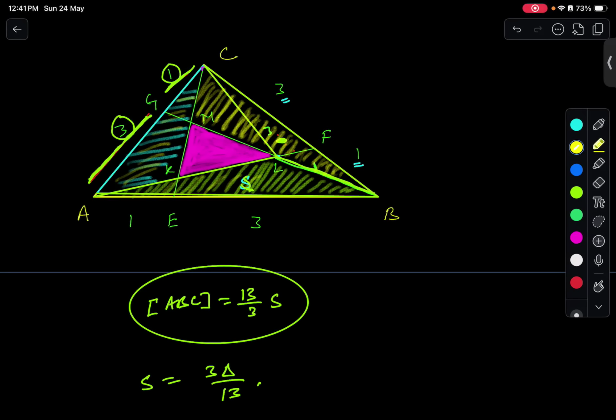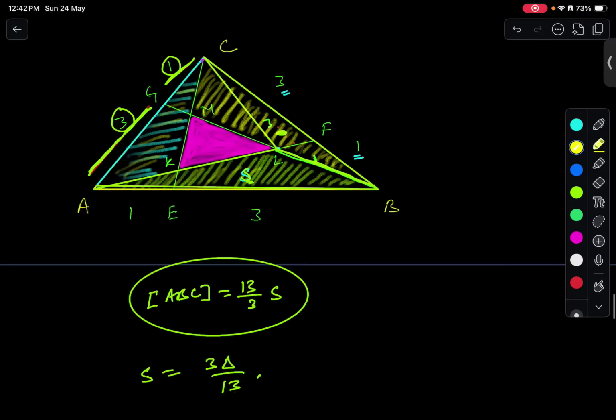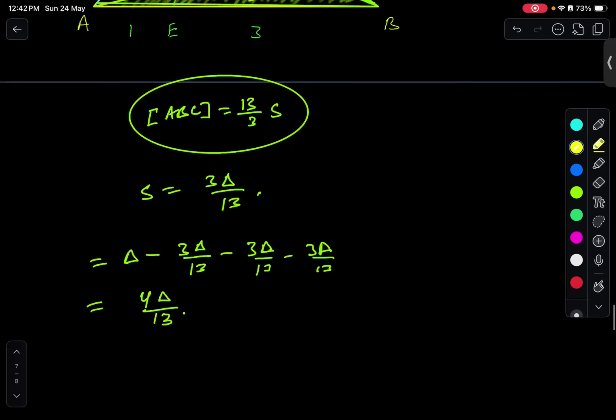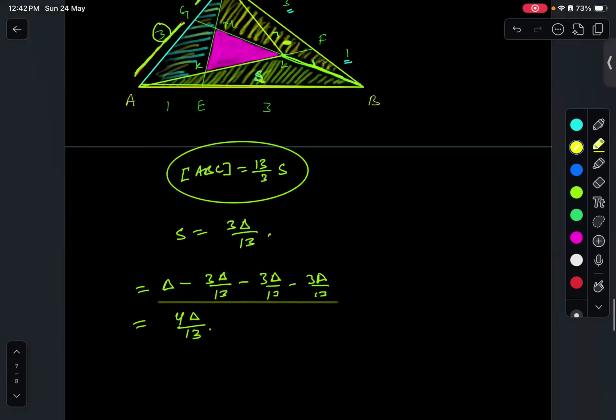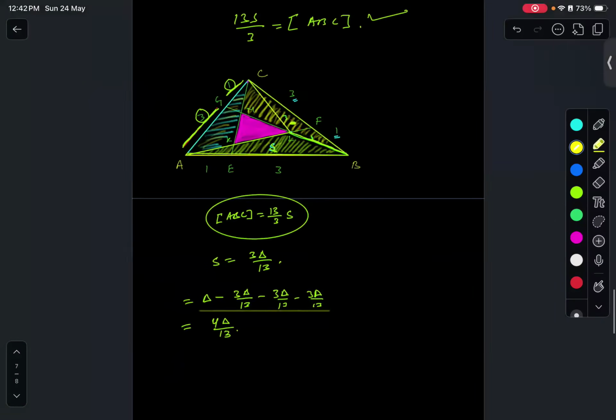ABL जो मैंने लिया था, that is BMC, and third is CKA. Okay, so if I subtract these three areas, what am I getting? 3 by 13, 3 by 13, 3 by 13, all three from del. I have to subtract. So we are getting S, like, yes sir, subtracting this. So 4 del by 13. So this is one of the methods, for when we have to work.